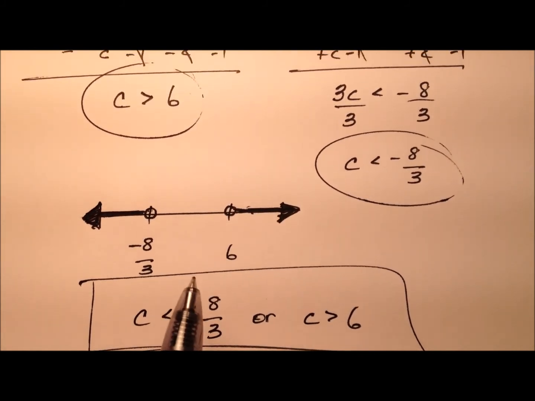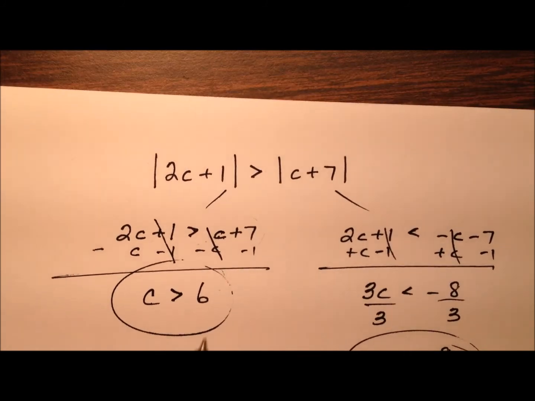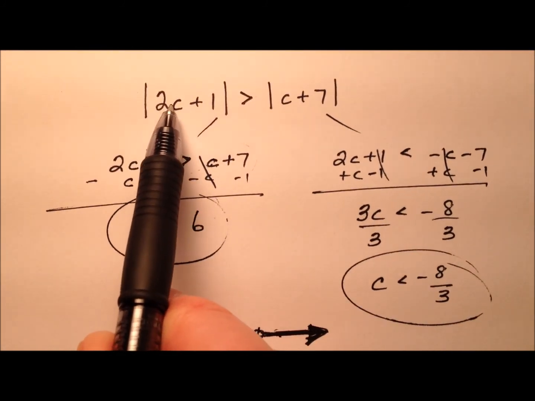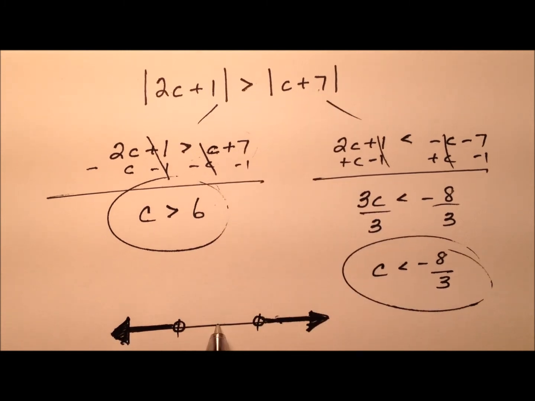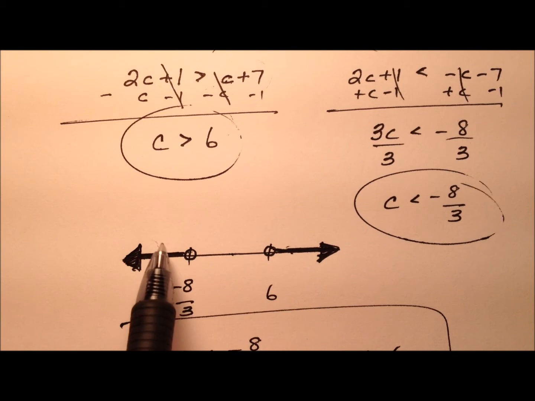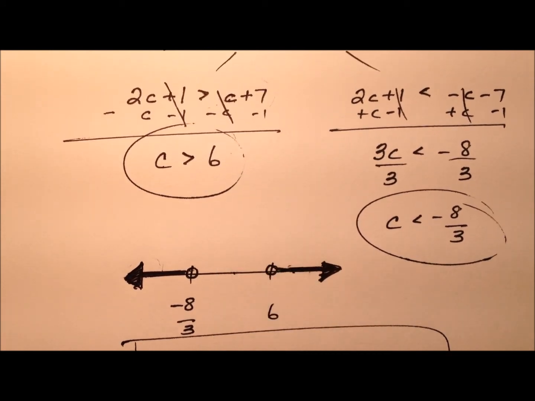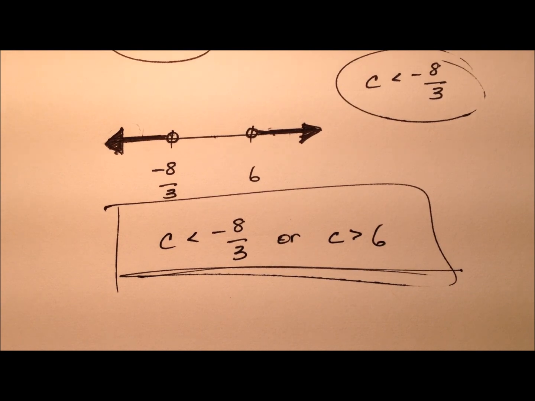If you'd like to, you can try some of these values. You could try 0, which is right here in the middle, and that should not work. Let's go ahead and plug it in. If we put a 0 in, it's 1 is greater than 7. Well, that's false, and we knew it was going to be false because that's not shaded. But if you try any value here like -10 or positive 10, it should work just fine. So again, here's the solution with its accompanying graph.